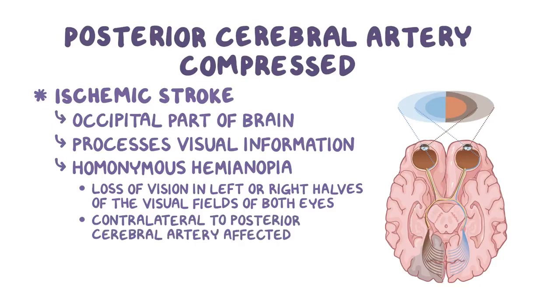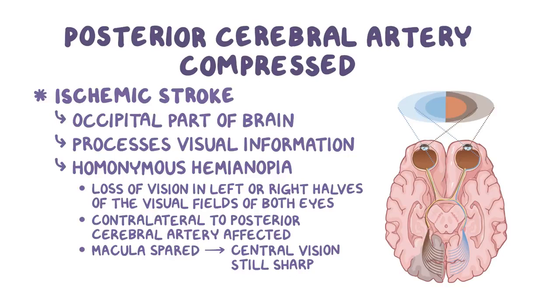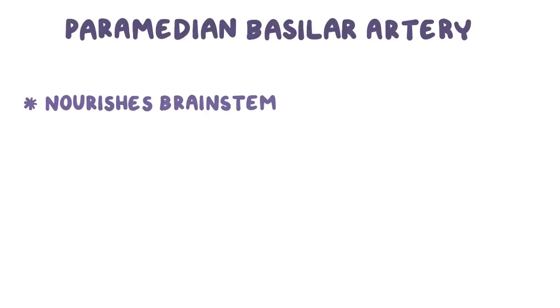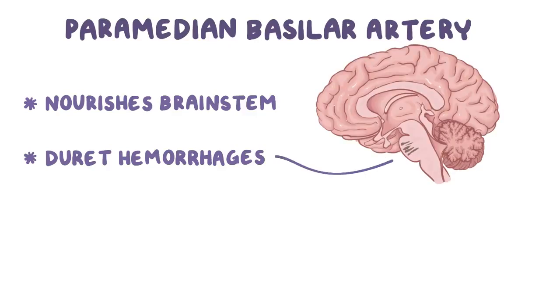Although there is a partial loss of vision, macular function is spared, meaning that the central vision is still sharp and detailed. This is because the part of the occipital lobe in charge of the macula gets blood from both the posterior cerebral artery as well as the medial cerebral artery. Uncal herniation stretches and sometimes breaks branches of the paramedian basilar artery, which nourish the brainstem. That causes small linear or flame-shaped hemorrhages called Duret hemorrhages, which can be seen on an autopsy.